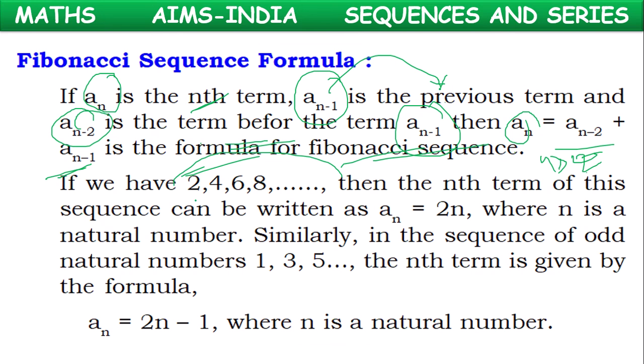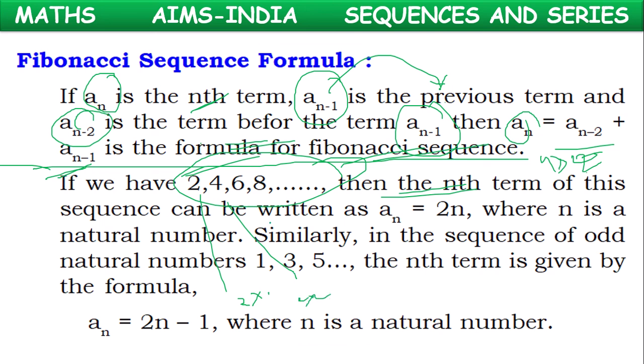Suppose if we have 2, 4, 6, 8 and so on, the nth term of this sequence can be written as... okay, so up to here only, this Fibonacci sequence. Suppose if you see about this sequence 2, 4, 6, 8, then nth term of this sequence can be written as: first term is 2 into 1, second term is 4, 2 into 2, third term is 6, 2 into 3, fourth term is 8, 2 into 4. In the same way, nth term can be written as 2 into n, where n is the natural number.